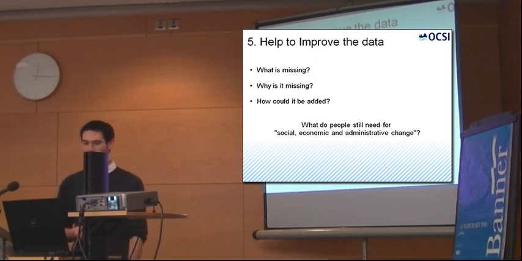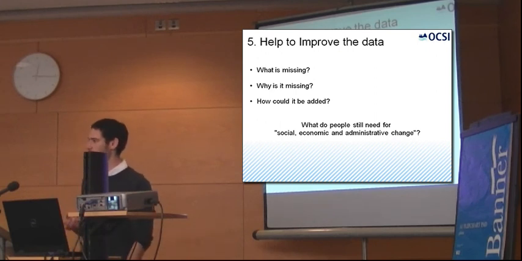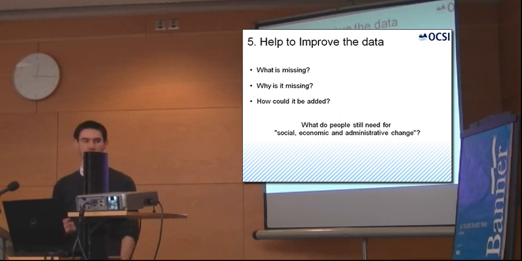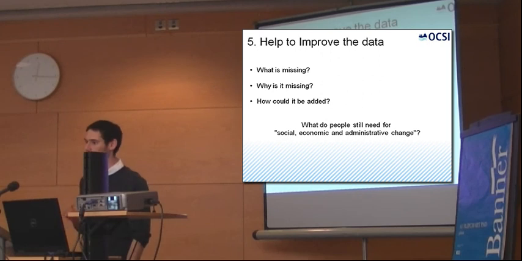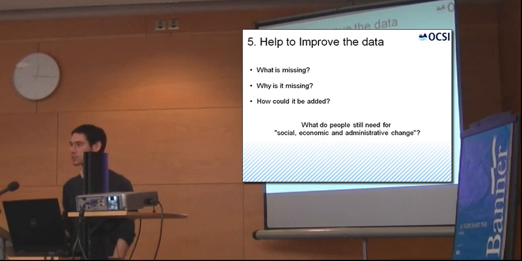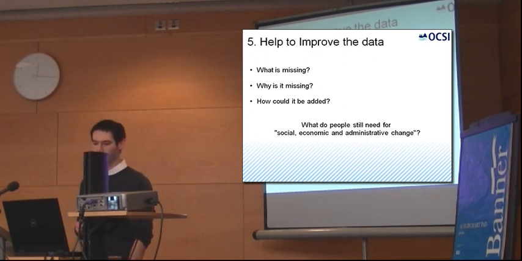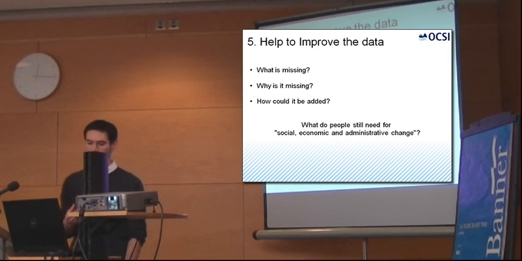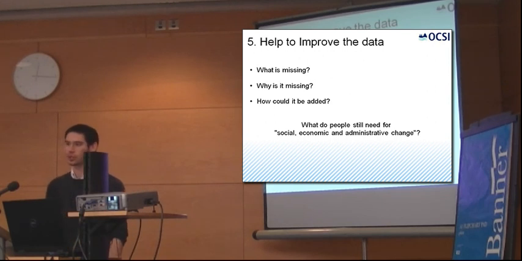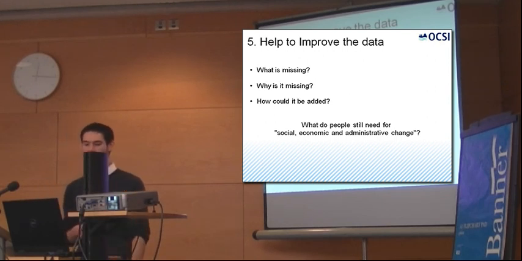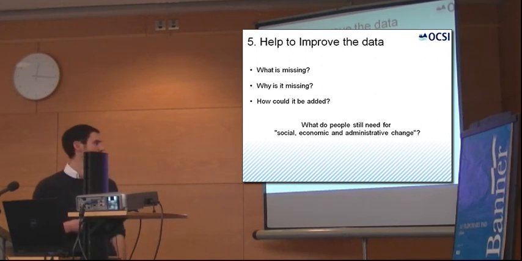And finally, the big question of then helping to improve the data and getting feedback from users starts to open up bigger questions such as what is missing, why is it missing, how could it be added, because obviously it ties in with existing processes around data quality. And really just get back at that question of what do people still need, what are they missing, what do they still need for this kind of social, economic and administrative change.